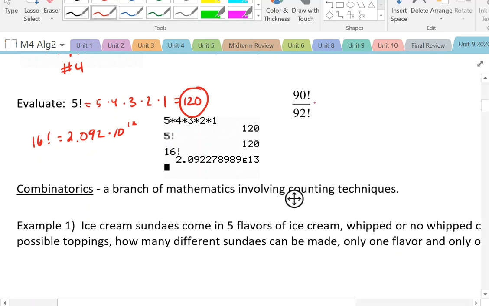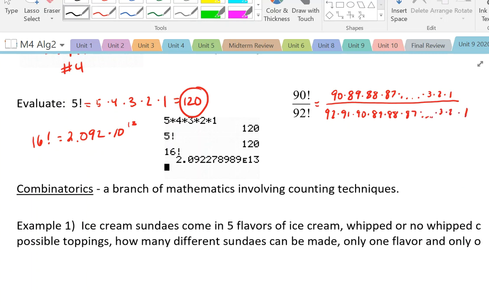Well, 90 factorial, that's 90 times 89 times 88 times 87 times all the way down times 3 times 2 times 1. And 92 factorial, well, that's 92 times 91 times 90 times 89 times 88. Oh, so seeing what I'm seeing, as we take a look at this, the 90s can cancel out. The 89s can cancel out. The 88s can cancel out. The 87s cancel out. All of the ones in between cancel out. The 3s, the 2s, and I guess we'll cancel the 1s too. So on the top here, I'm left with 1.